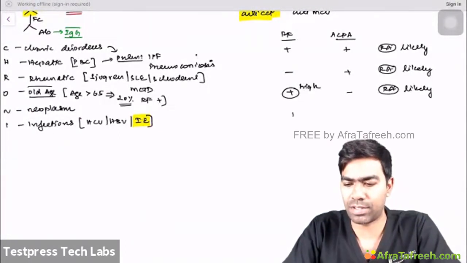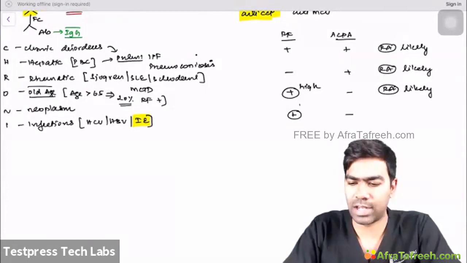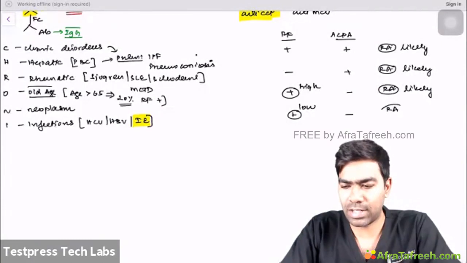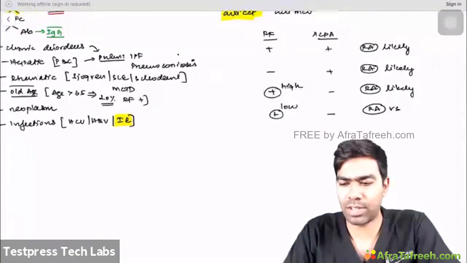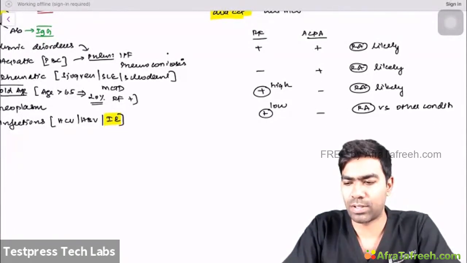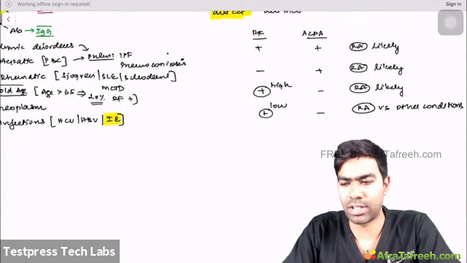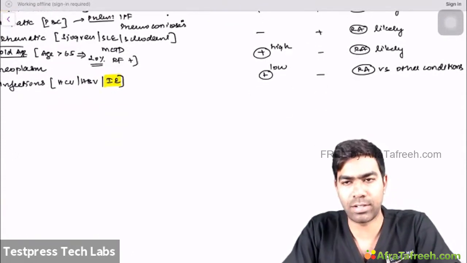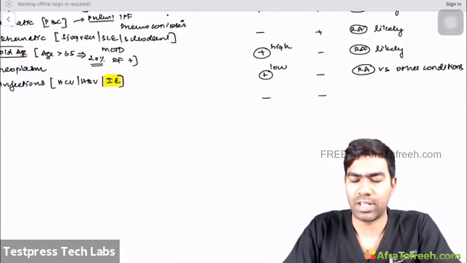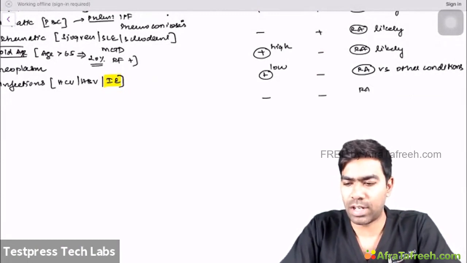If RF is positive, ACPA is negative, but RF is present in low titers, you can still have rheumatoid arthritis, but you have to think about other conditions that elevate the rheumatoid factor as well. Especially when it is low titers, you have to be very careful, and careful assessment of clinical findings is very important. If RF is negative and ACPA is also negative, then it makes the rheumatoid arthritis diagnosis extremely unlikely.